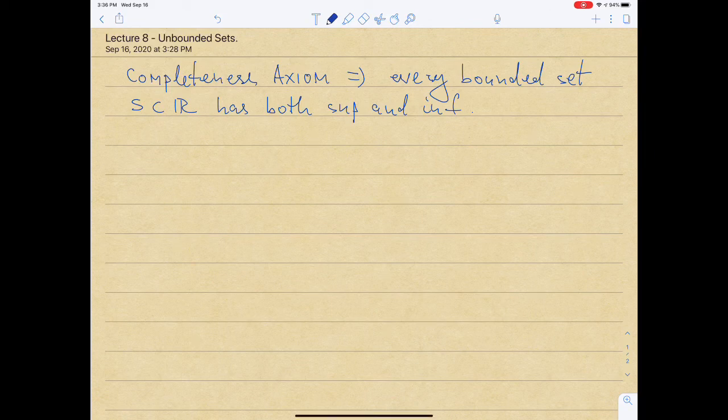Because the axiom states that every set bounded from above has a supremum. We proved from the completeness axiom that every set that is bounded from below has an infimum, and so therefore every bounded set, which is bounded from above and below, will have both a supremum and an infimum. So the question is, what about unbounded sets?